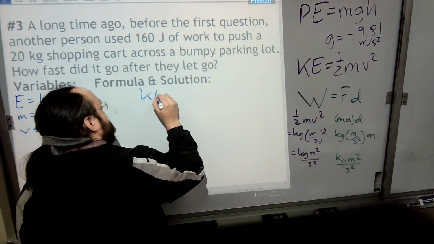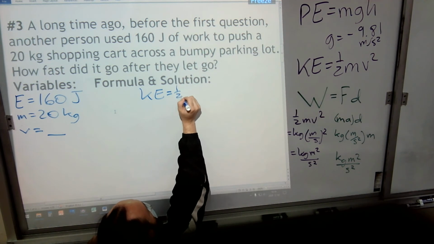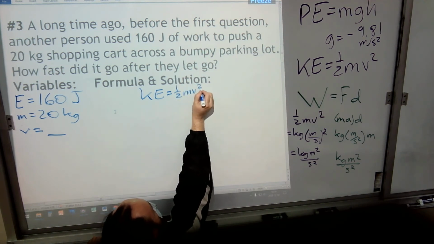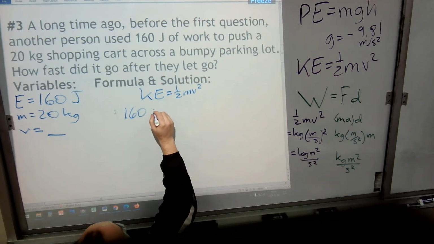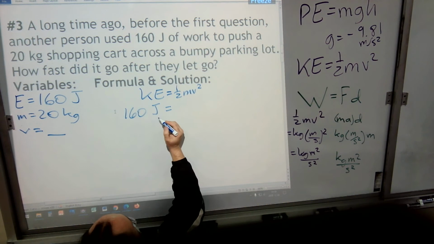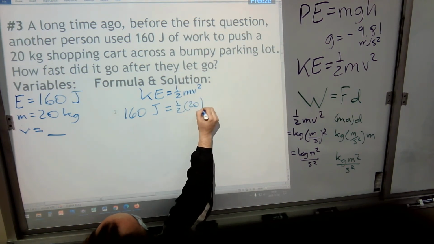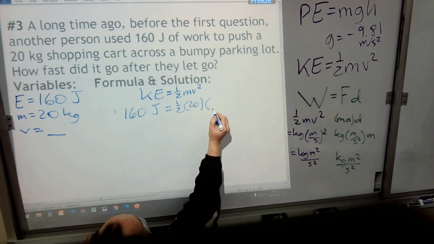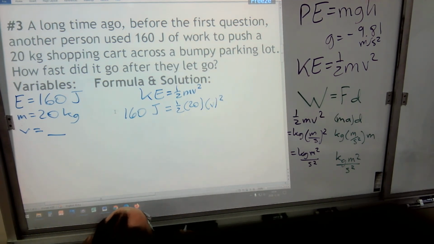So now it's clear we're not putting this with W, we're putting it with KE. And that's why I just wrote an E, because we had to wait to see what we're going to use it with. And so you solve it just like regular. I'll plug in my energy for my energy thing. And mass is 20 kilograms. And velocity is what we're looking for. So you'll solve this just like regular.